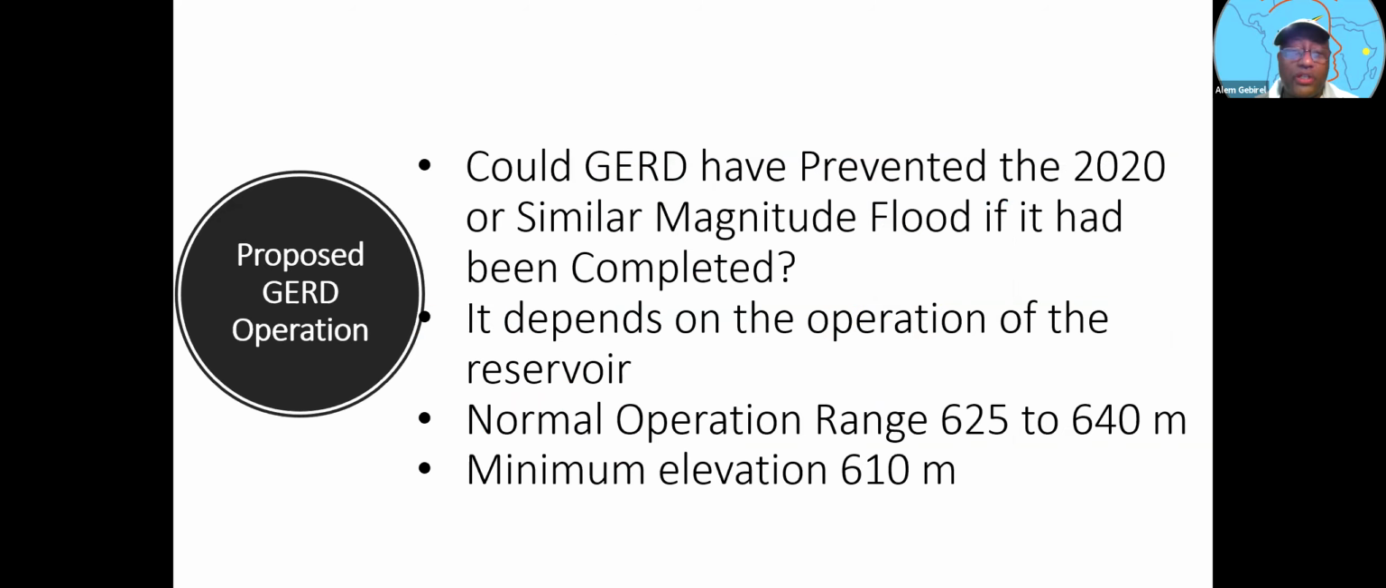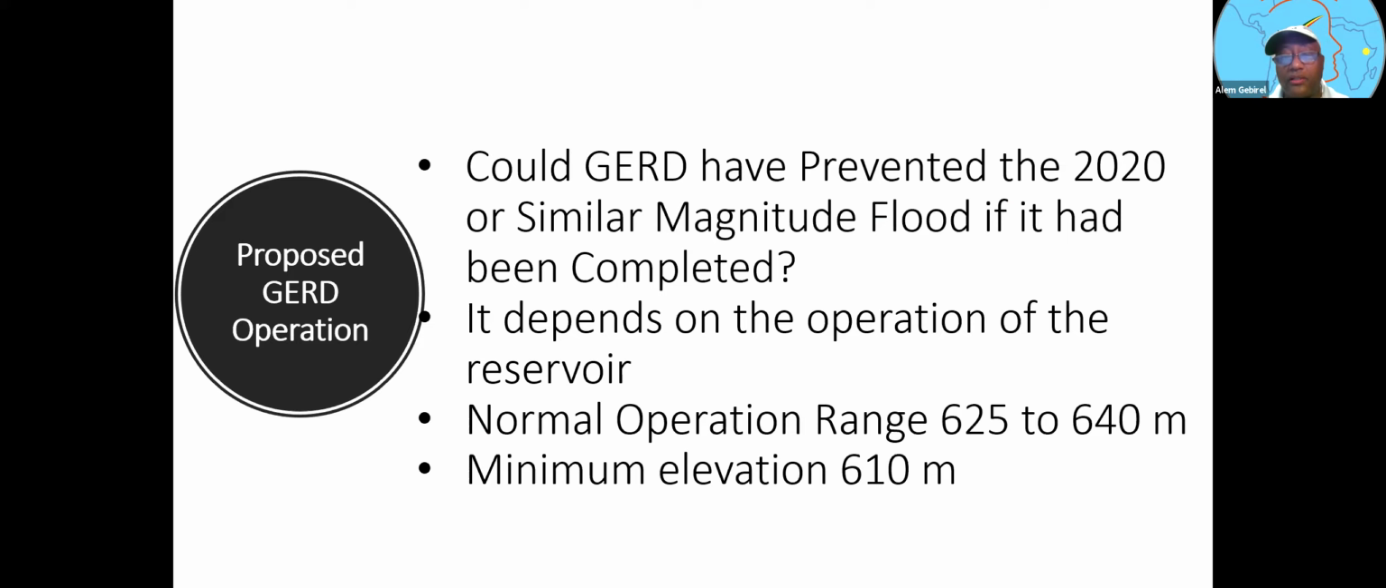Well, the other question is that the GERD has not been completed. We all know that, but if it had been completed by 2020, it could have prevented flooding from the Blue Nile. In this case, I think it won't prevent flooding from the White Nile or Atbara River, but if 70% of your source of flow is coming from one stream, and you really reduce that one, you probably eliminate flooding downstream.